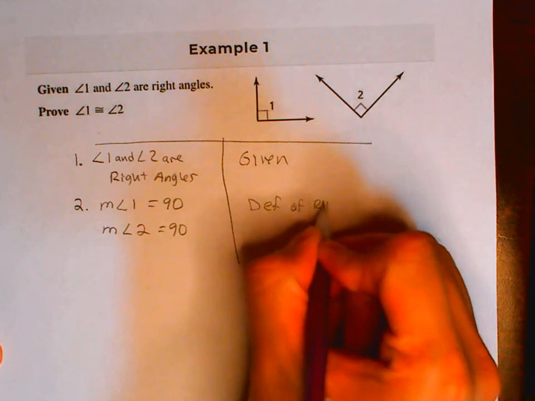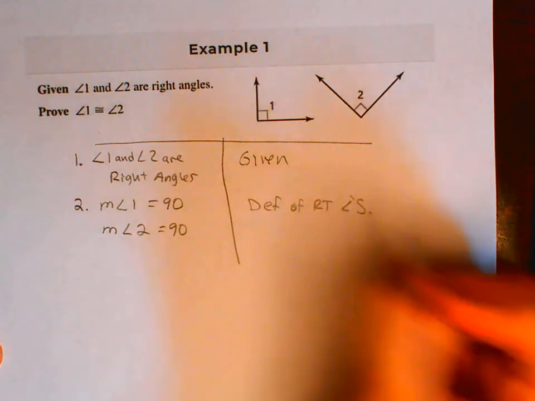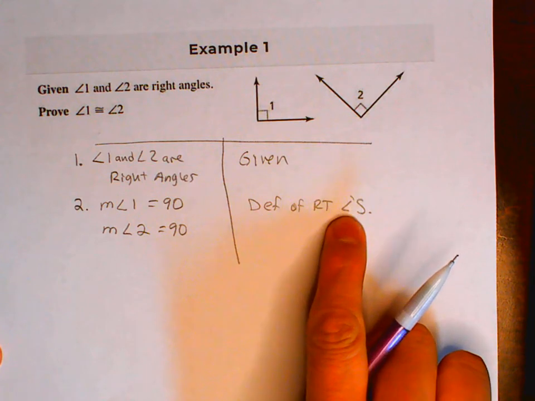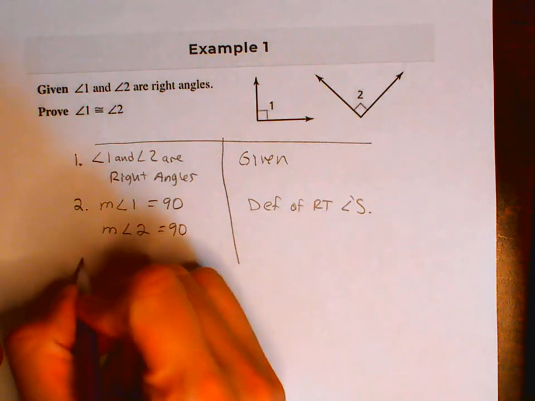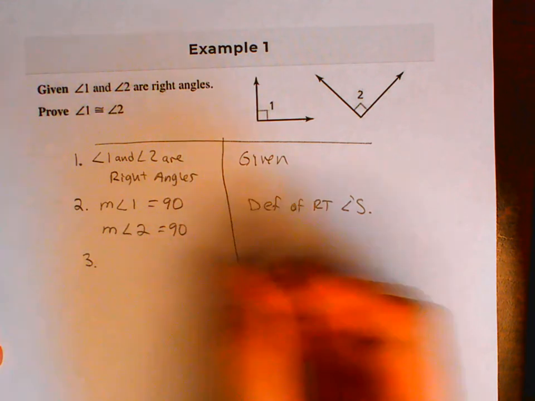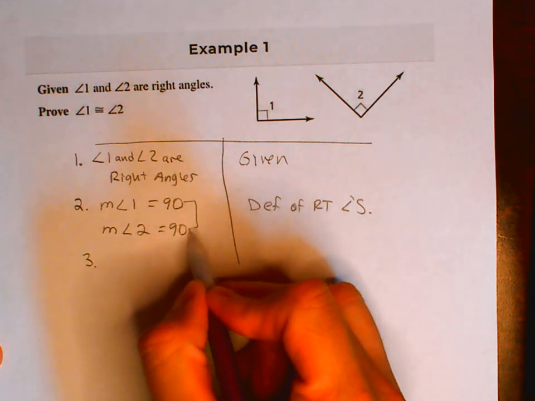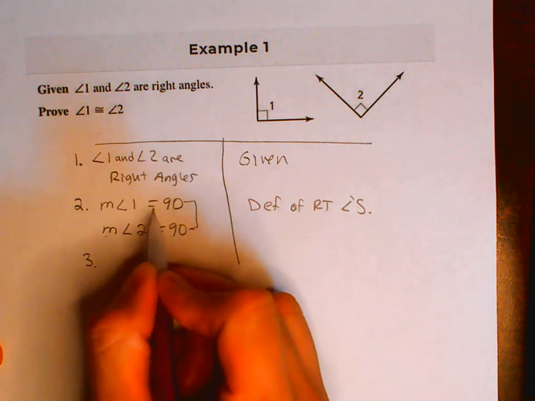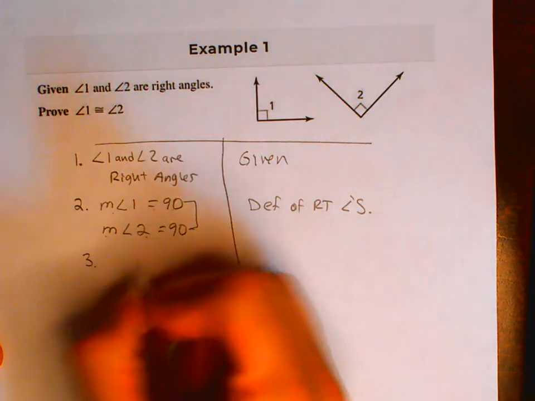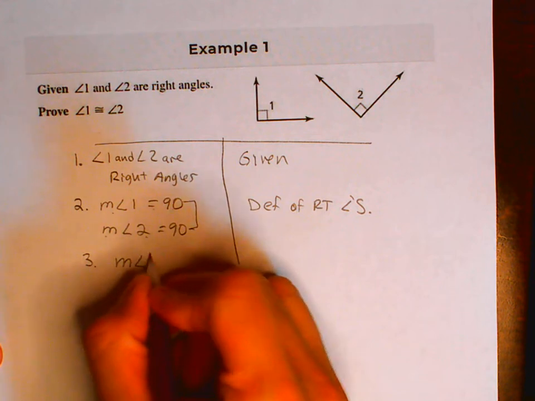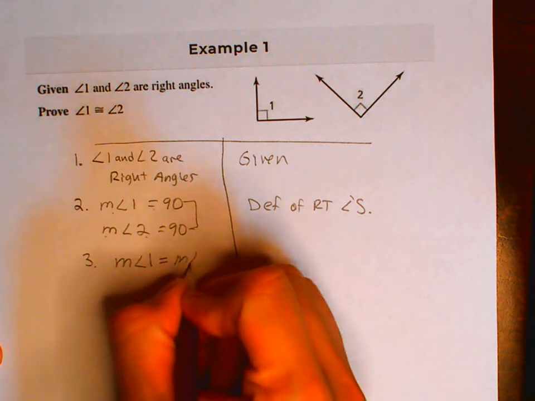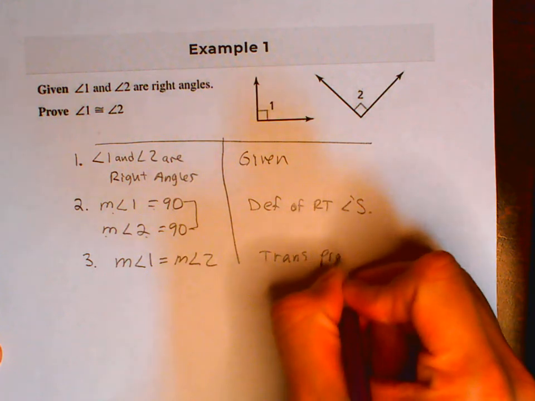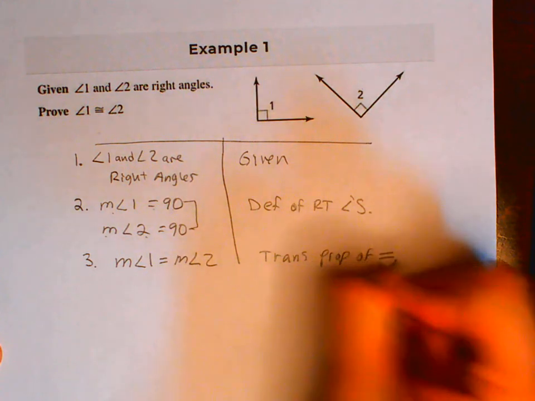definition of right angles. That's my symbol for angles, because I'm lazy and I don't want to write "angles." So here's the thing. Do you notice how both of these equal 90 degrees? If the measure of angle 2 equals 90, and 90 equals the measure of angle 1, by the transitive property of equality, the measure of angle 1 equals the measure of angle 2. That's by the transitive property of equality.